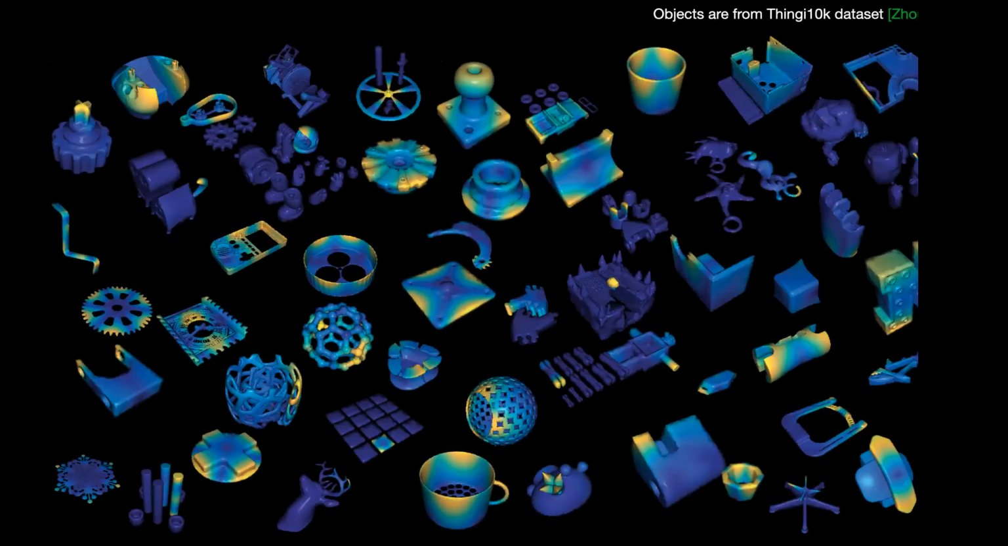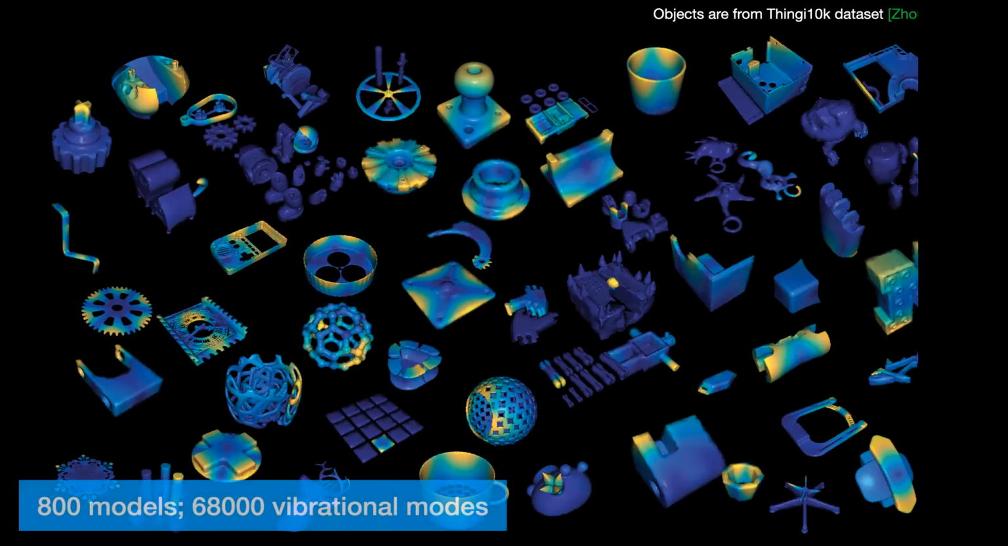Just to give you some results here to end on. We took a bunch of objects from the Thingi10K data set and automatically meshed them, computed their modes, and then ran Klein-Pat on them. We took 800 models that totaled 68,000 vibration modes. So we computed 68,000 Helmholtz transfer functions.